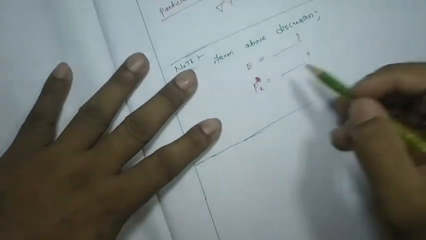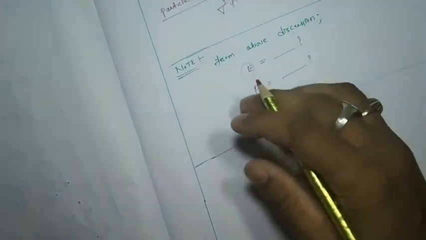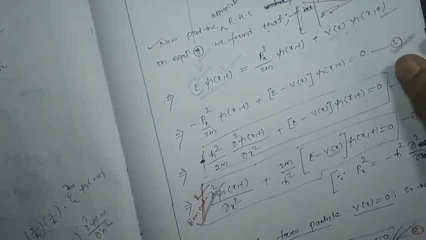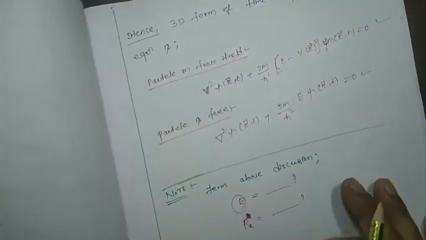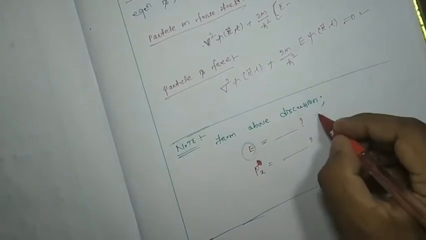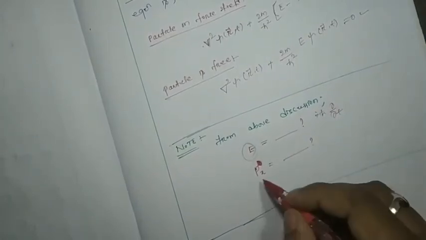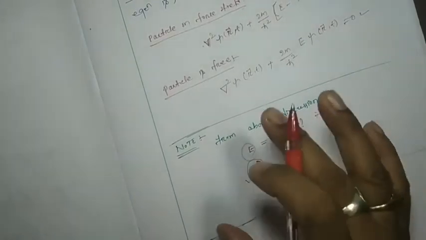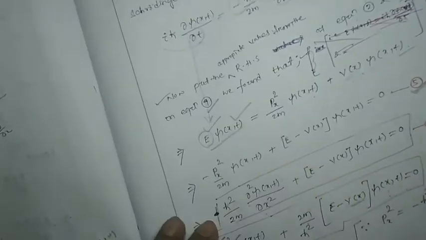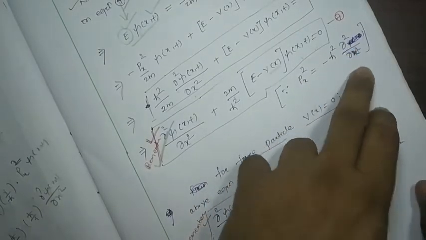Then I have been asked, from our above discussion, what is the E value that we have considered. Here we have considered E is nothing but i h cross del by del t, right? So here E is nothing but i h cross del by del t. Okay, so here px is how much? Px is somewhat tricky. See, here we have considered px square is minus h cross square del square by del x square.